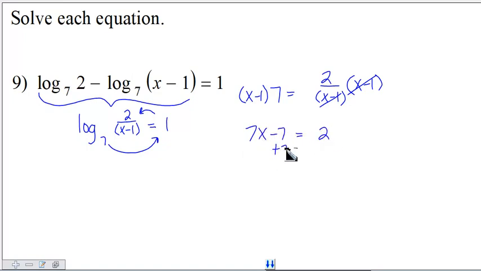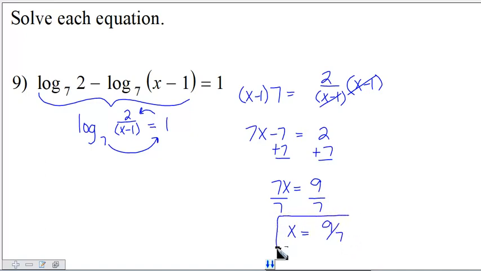I will add 7 to both sides, and then I will divide by 7. As I've done in the previous problems, I'll make sure and double check to make sure things stay positive as far as the logarithms are concerned. And they do. So I can go ahead and circle my answer, and I'm done.